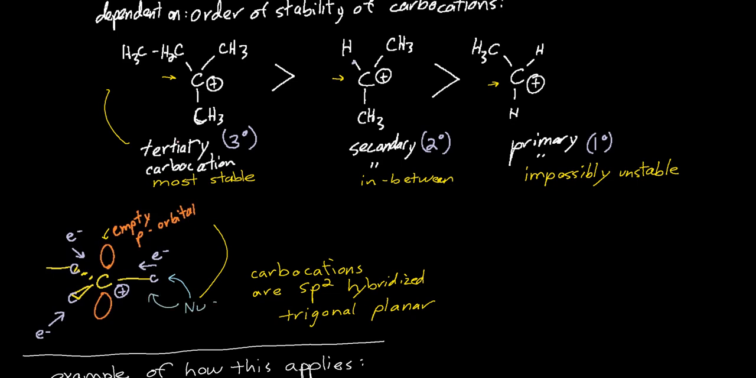So some nucleophile generically shown here, Nu-, can form a bond to the top or the bottom face via that empty p orbital toward the plus charge, donating electrons.